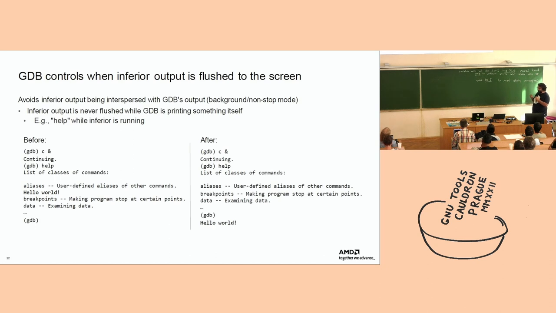SIGTTOU, it doesn't matter. By default, that won't happen. The output will be forwarded and will be mixed with whatever you're typing in GDB, which can be confusing. And if we control it, then it's always separate: GDB output and then inferior output. Small detail, not very important, but just something to remember.